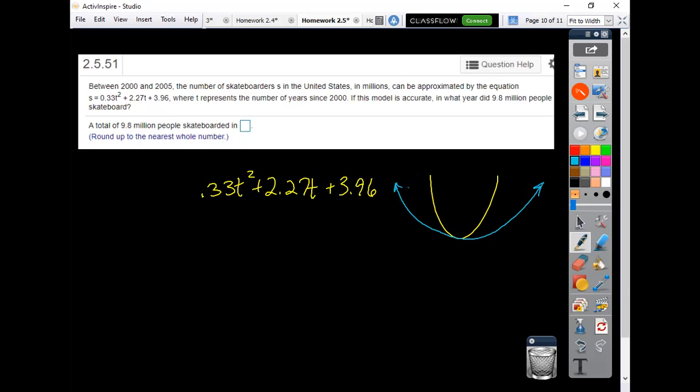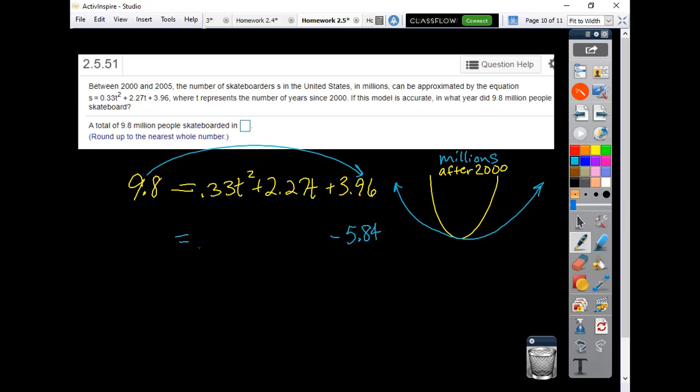So now remember, it was in millions. Important stuff to get the right answer when you're done, and it's after the year 2000. Two really key things to interpret our data when we're done. And then they ask, well, when does it equal 9.8? So we've got 9.8 million equal to that. And then if I take this 9.8 and put it over here, so 3.96, take off the 9.8, and we're at a negative 5.84.